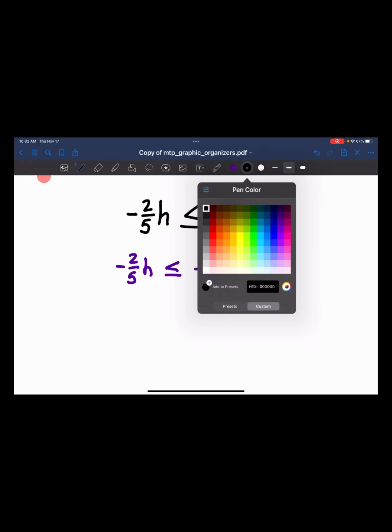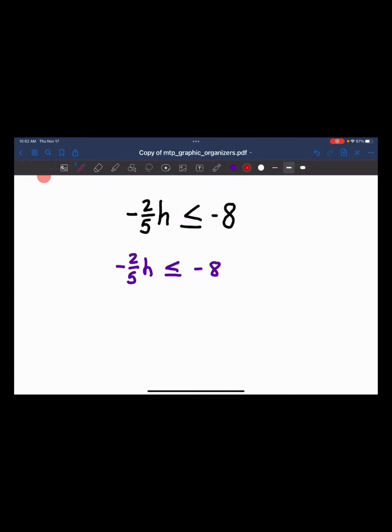I'm going to go ahead and change my color up real quick. Multiply this by negative 5/2. Keep that negative sign. That's going to be super important. Okay, these ones would cancel out, which is what we want. I'm left with h. But now this is where the alarm should be going off in your head. I just multiplied by a negative to both sides. So that means my sign needs to flip. Super important, okay?